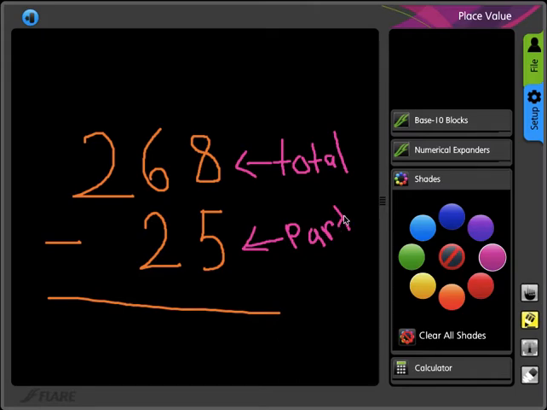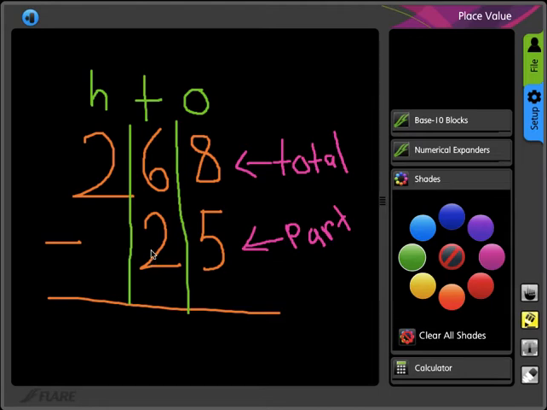Now, the most important thing to remember when you subtract this way is to set up your hundreds, tens, and ones all in line with each other. Okay, so there's no hundreds in 25, so we don't put a number there, but your tens have to be in line next to each other, on top of each other, and then your ones have to be in line, okay? Or it gets pretty messed up. But it's not that hard, right? 268, take away, then put your other part, 25, and you're ready to go.